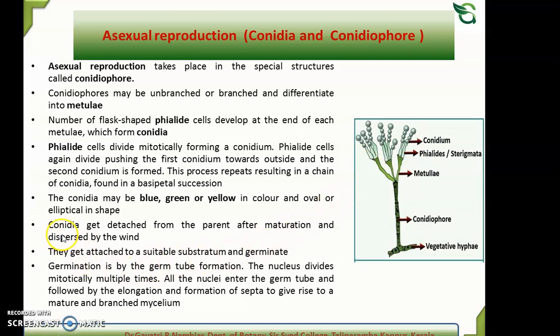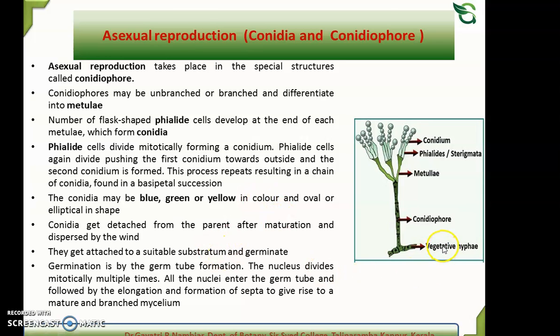Now the conidia get detached from the parent after maturation, and they are dispersed by the wind, and they get attached to a suitable substratum. On falling on a suitable substratum they germinate by putting out a germ tube, and the nucleus divides mitotically multiple times, and the nuclei enter into the germ tube, followed by elongation and formation of septa, and it gives rise to a mature branched mycelium. So in this way asexual reproduction continues.